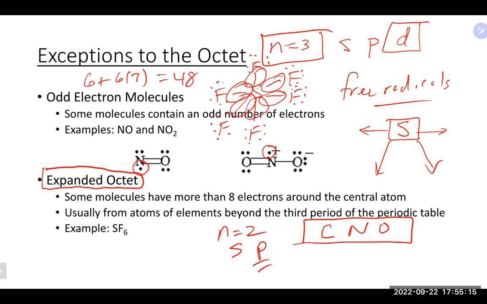But some can do it and some cannot. Any questions on those? So you do need to know the 3 exceptions to the octet rule. And again, like I said, expanded octet for sure we will see a lot, followed probably by the incomplete octet, and probably not too much, like I said, of the odd electron molecules. Any questions on that there?